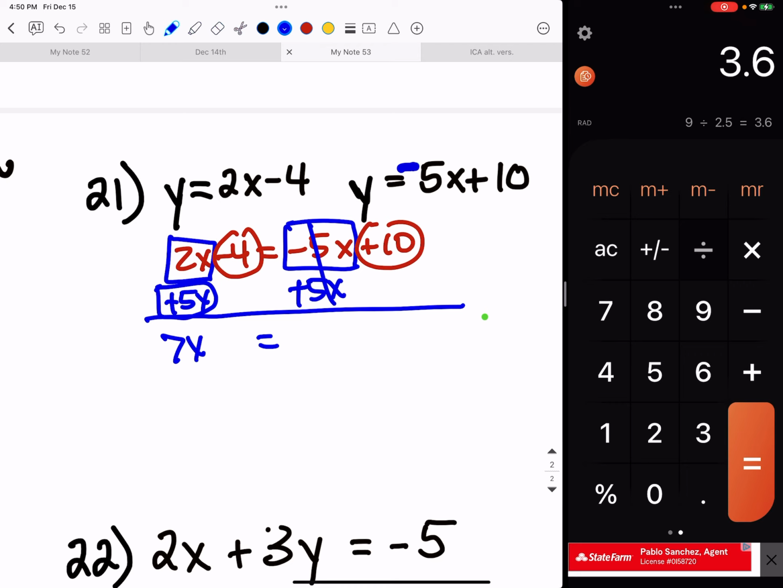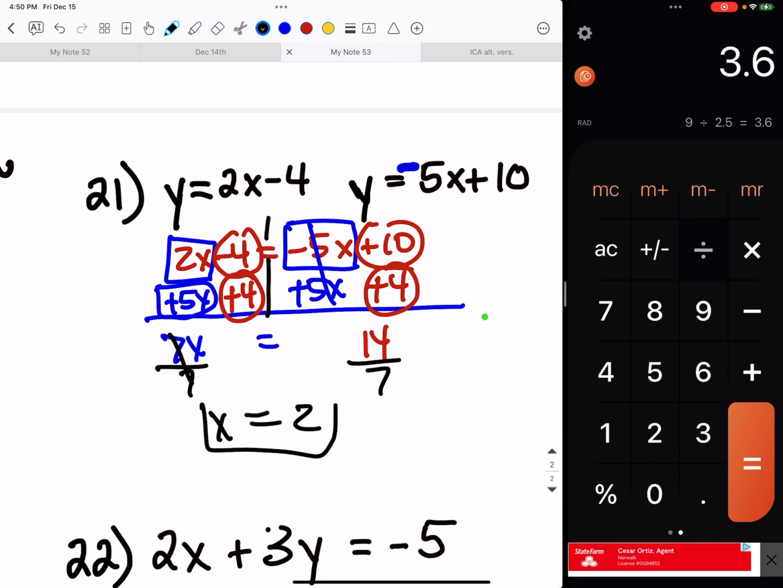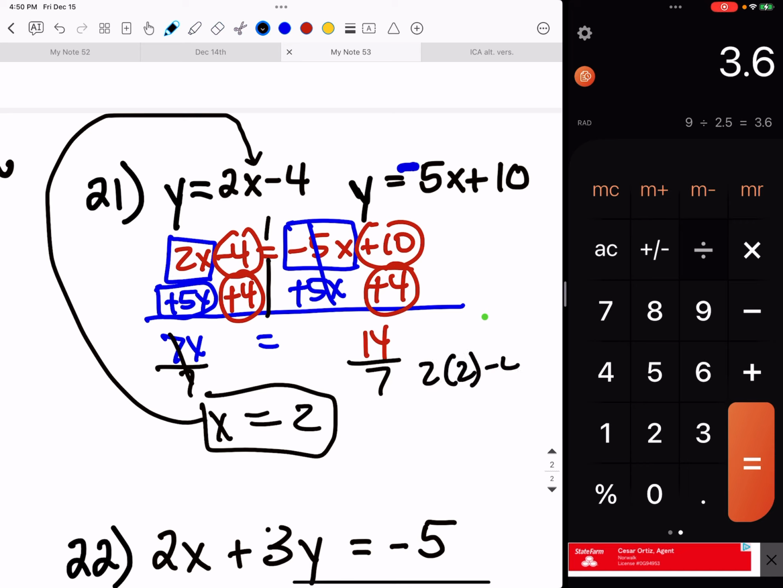The x's are gone on this side. That means this 4 has got to go to the other side. So plus 4 is 14, divided by 7. X equals 2. But we're not done yet. I have to go back and plug it back in. Y is 2 times 2 minus 4, because the x is 2, so that's 4 minus 4. The y is 0. So 2, 0.